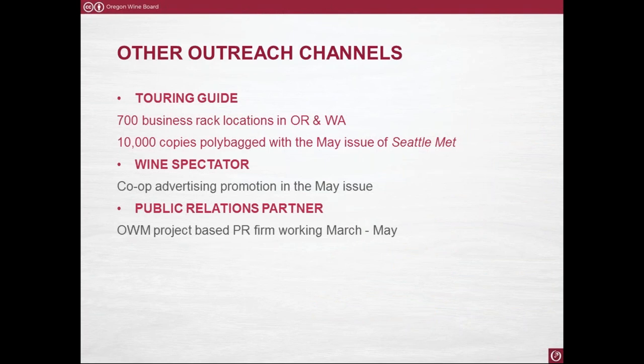For those who attended the symposium or maybe have already received them in your business, you probably know that the 2018 touring guide began arriving at wineries and businesses last week or so. So that will be out in the market going forward, but in May, we will begin a rack distribution program with a provider called Certified Folder that will place the touring guide in more than 700 rack locations in Oregon and Washington to create a sense of saturation for those out in wine country in May.